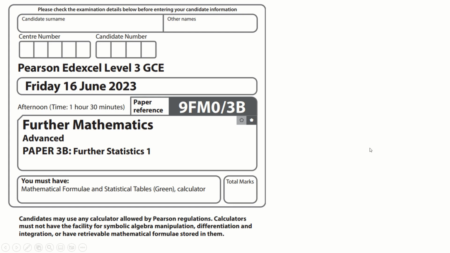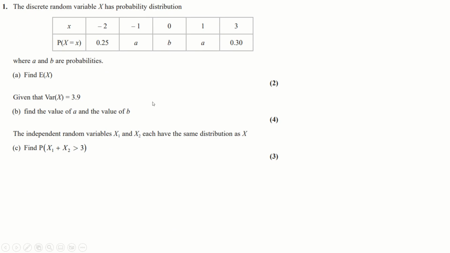All right, this is Further Stats 1 from 2023. Let's just do it. We can see immediately from here that this row just means that this plus this plus this plus this plus this equals 1, obviously. So that turns into this, which turns into this. That's going to be helpful for later.